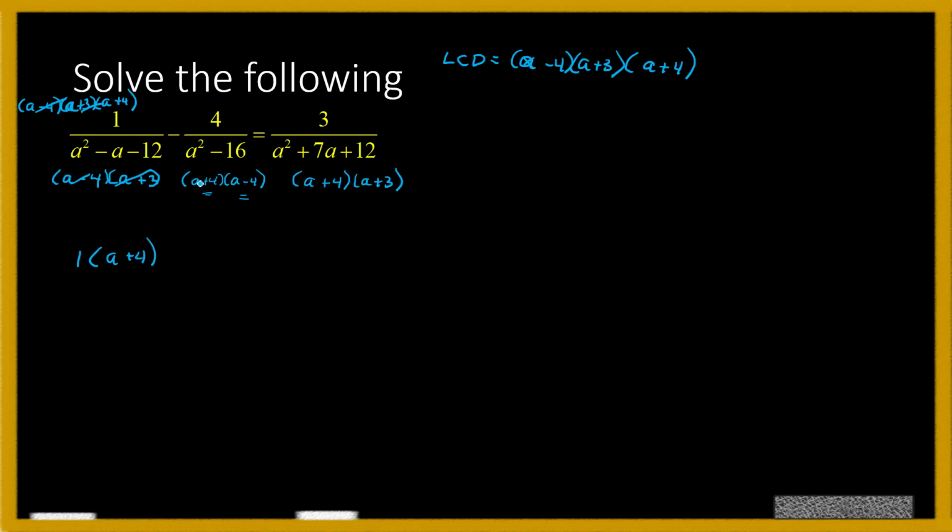The second term, I have an a plus 4 and a minus 4, so the shortcut method would just say, okay, I have everything in the LCD except the a plus 3, so therefore I'm going to multiply the top number by a plus 3. The right term has a plus 4 and a plus 3, which would reduce out of these two terms, so I'd be left with a minus 4. So now I have 4 times a plus 3 equals 3 times a minus 4.